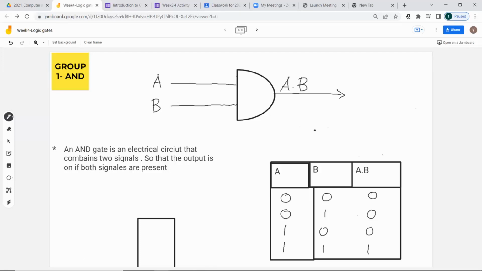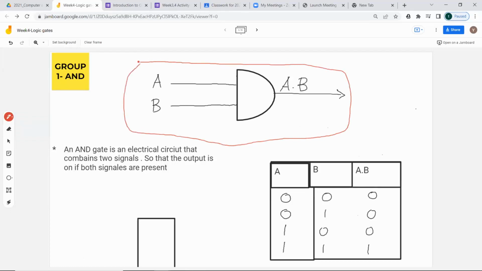Anybody from group 1? What do you have? Madam. Yes, okay, thank you. We got AND gate. An AND gate is an electrical circuit that combines two signals so that the output is on if both signals are present. There is the AND gate circuit, you can see, and the AND gate acts according to this truth table. Okay.